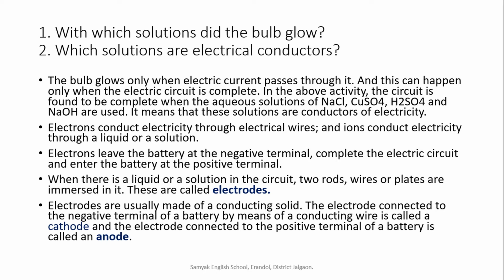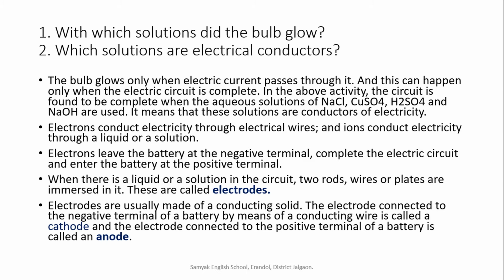With which solutions did the bulb glow? Which solutions are electrical conductors? It's actually the same question, just put into different wording. The bulb glows only when electric current passes through the bulb, and this happens when there is a complete electric circuit. In the above experiment, the circuit is complete when the aqueous solution contains sodium chloride, copper sulfate, H2SO4, which is sulfuric acid, and sodium hydroxide. So these are conductors of electricity.